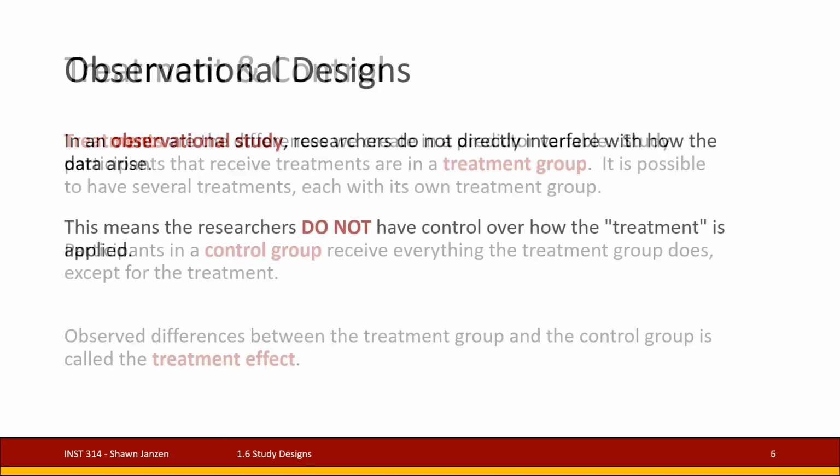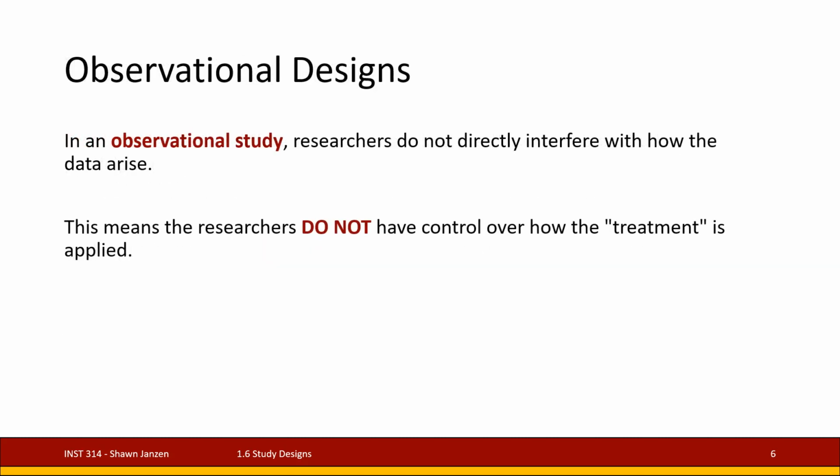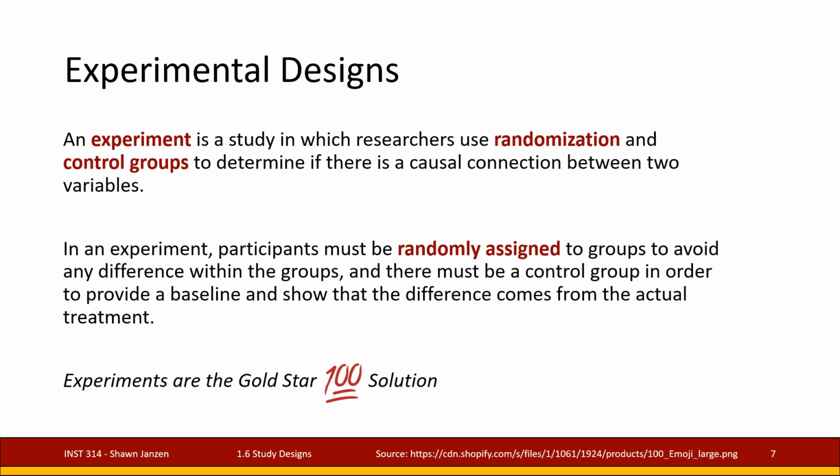It is possible to have multiple treatment groups if there are different things that are going on with each individual group. But the differences between what happens in the treatment group and the control group is what we rely upon to identify the treatment effect. So with these observational designs, as I was saying before, they do not have control over how the treatment is applied. There can still be a treatment, but they just have to observe it passively, if you will, rather than being the ones that do it by intention.